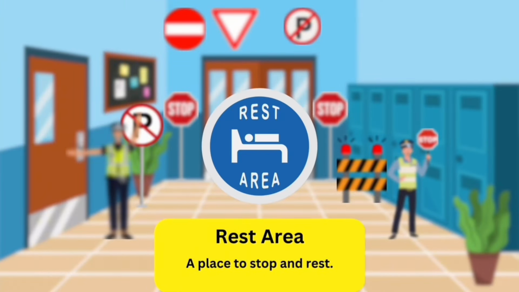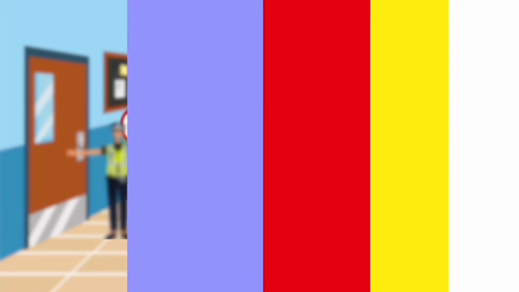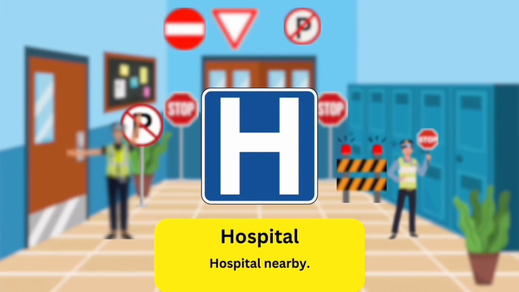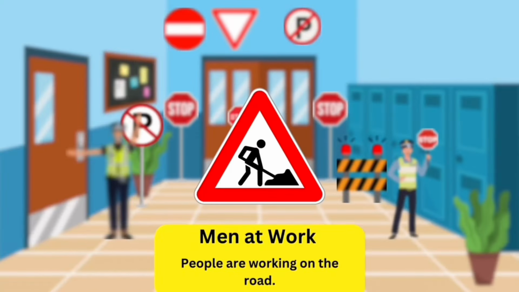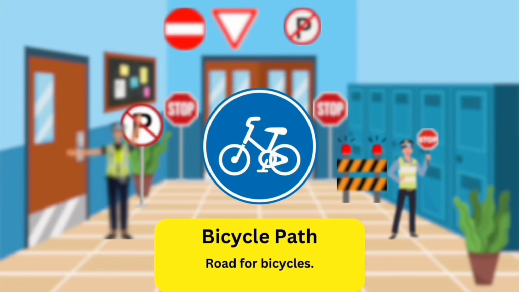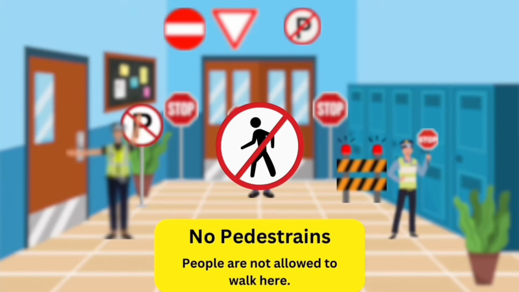Rest area. It means a place to stop and rest. Hospital. It means a hospital is nearby. Men at work. It means people are working on the road. Bicycle path. It means a road for bicycles. No pedestrians. It means people are not allowed to walk here.